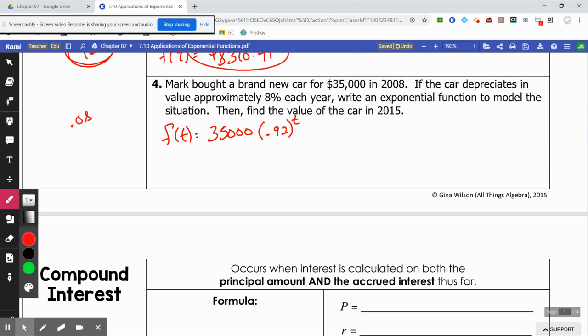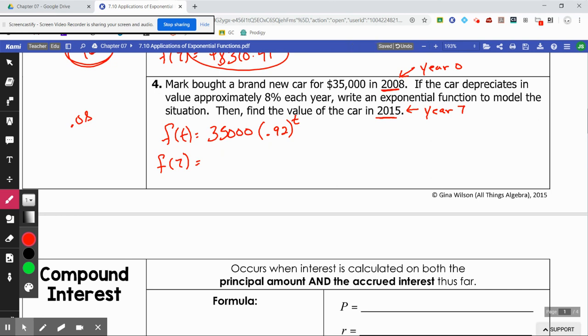So we're finding out in 2015, so this would be year 0. That's where you're starting. So 2009 would be year 1, and so on and so forth. So this would be year 7. That'd be 7 years later. So we're finding f of 7. So be careful not to let this be your first year, because in 2008, a year has not passed yet.